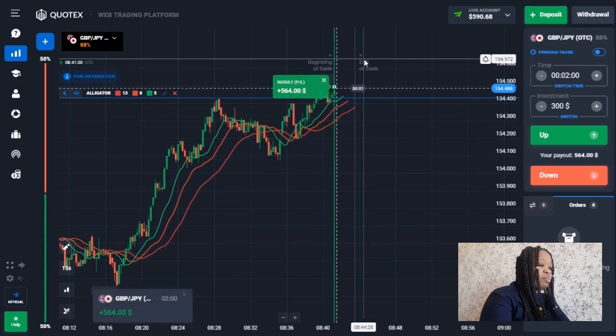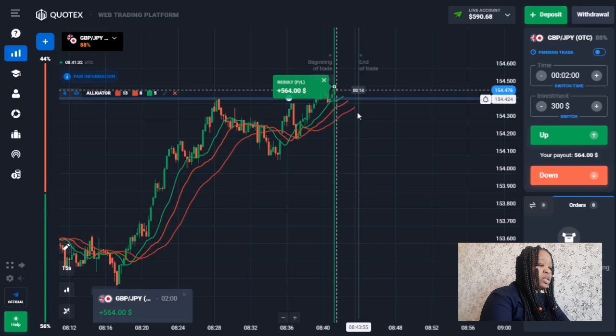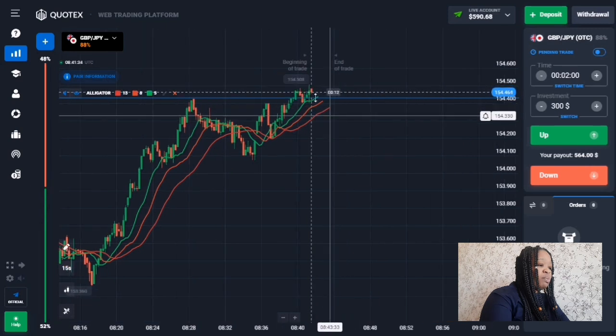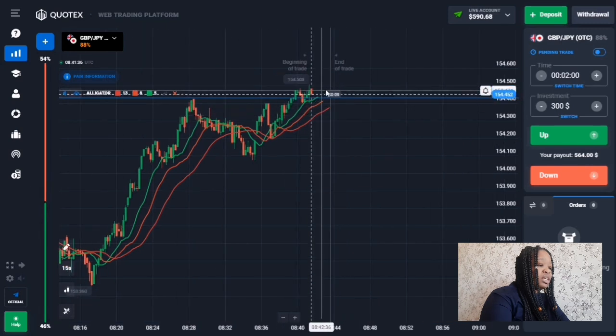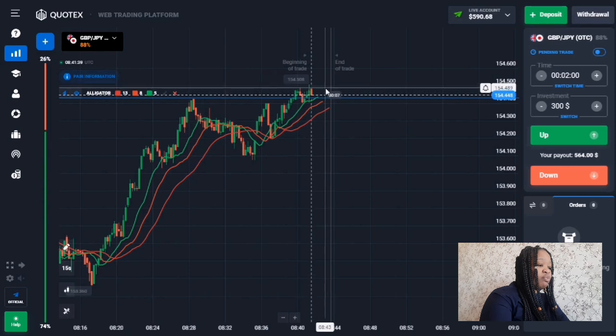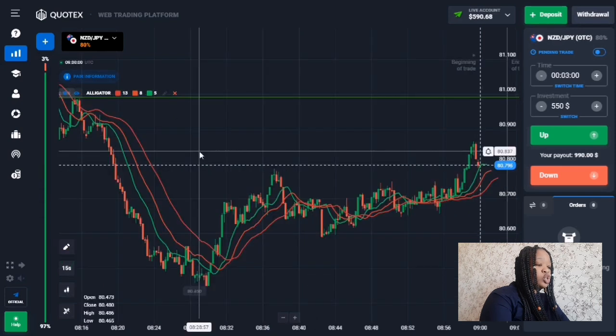Analyzing the situation, the price broke through this level and went up. So it has brought me my profits, and the indicator again helped me to understand the price movement. So I'm ready to continue.